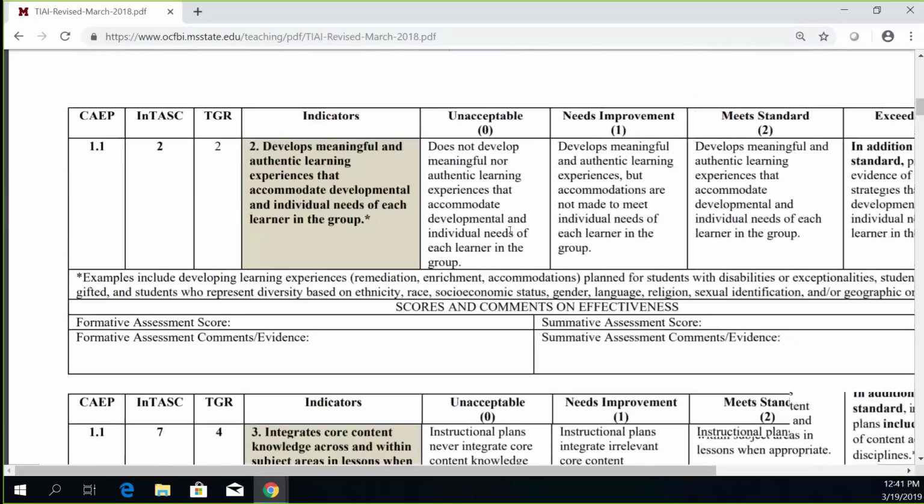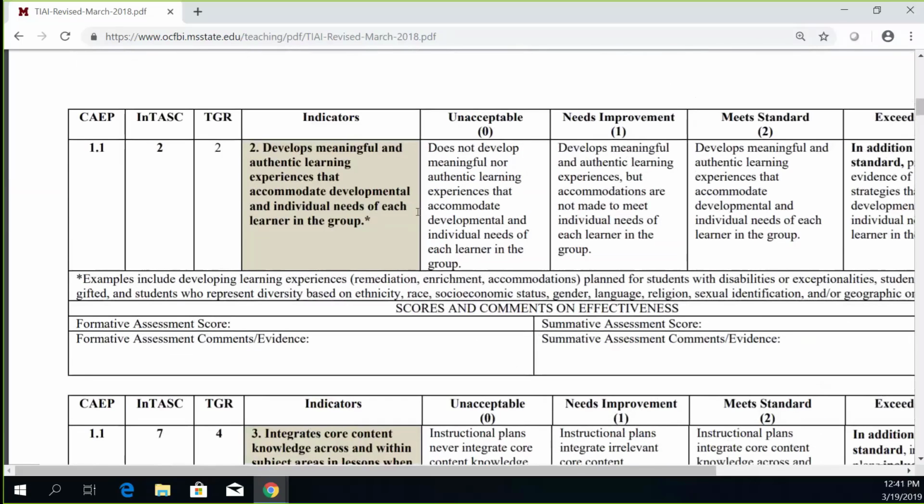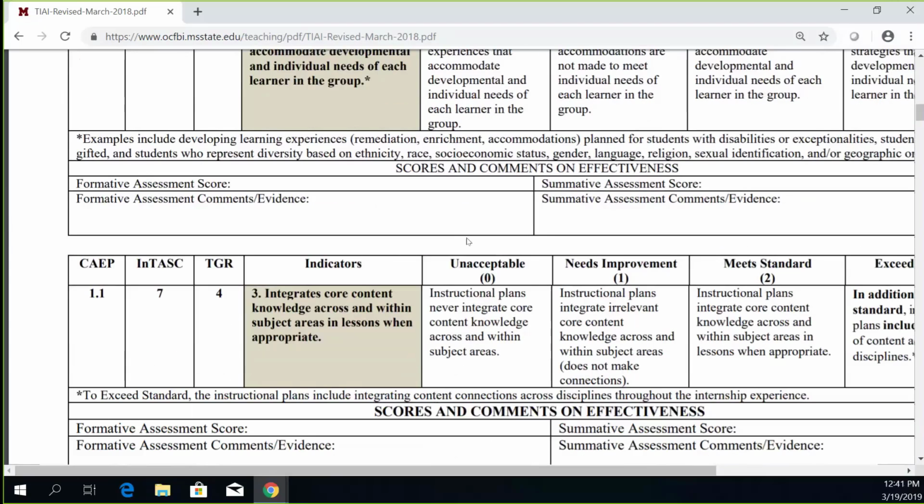As you look at domain 2, develops meaningful and authentic learning experiences. Whenever you create your lesson plans, did they have meaningful learning experiences, such as cooperative learning, lesson questions and answers, did you do oral histories, stuff that's going to make things meaningful. These are very easy to assess.